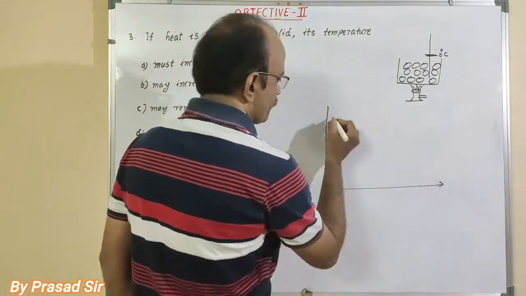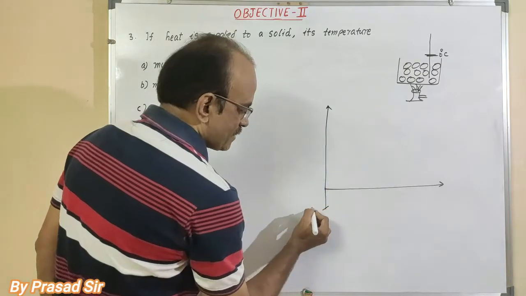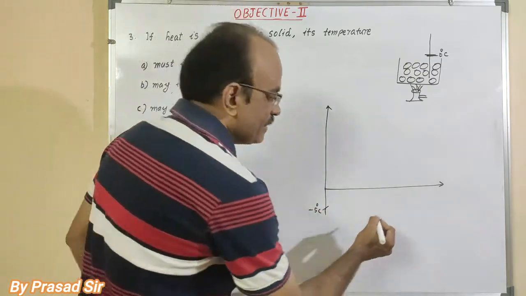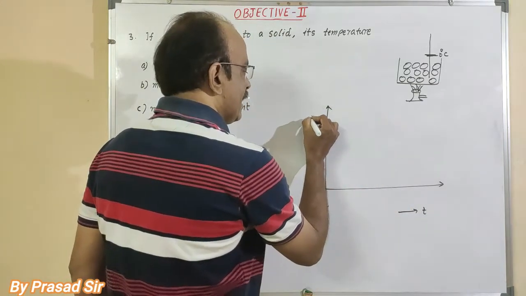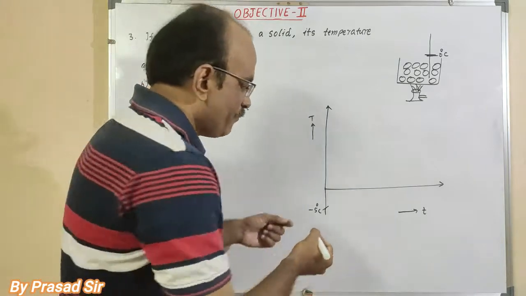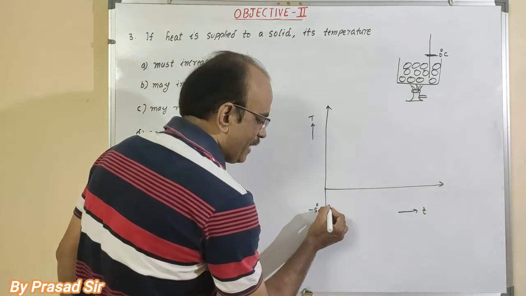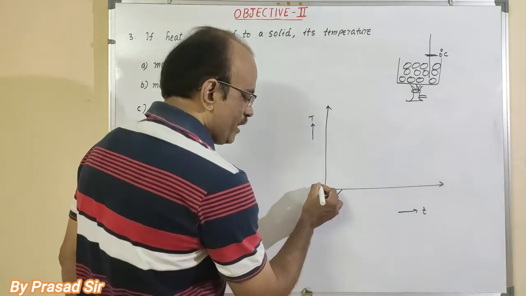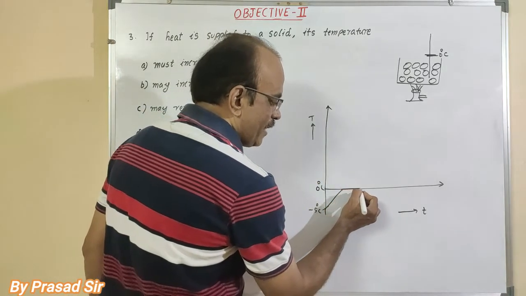Observe the graph. Initially the temperature of the ice is minus 5 degrees centigrade, and this is the time axis and this is the temperature. Whenever we are supplying the heat continuously, first the temperature rises to the 0 value, that means 0 degrees centigrade. Then afterwards its temperature remains completely constant.